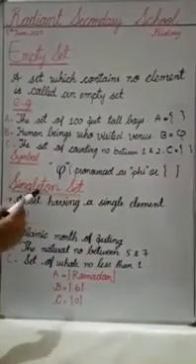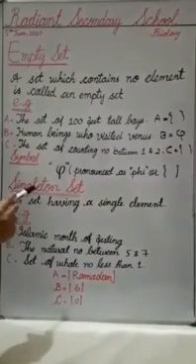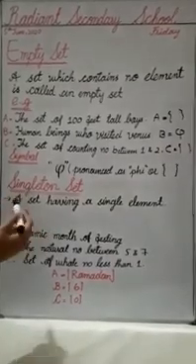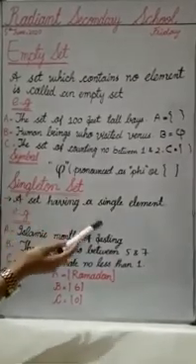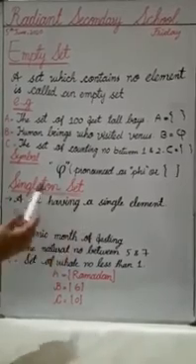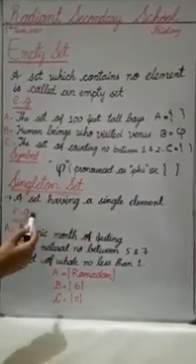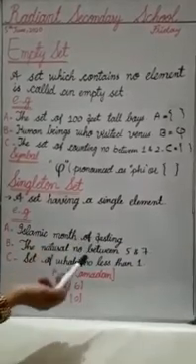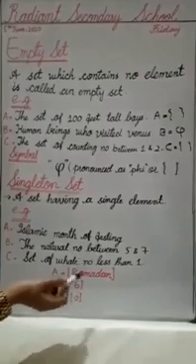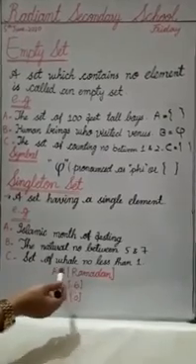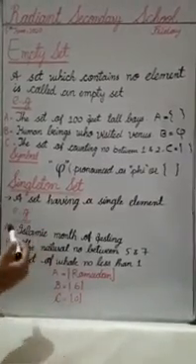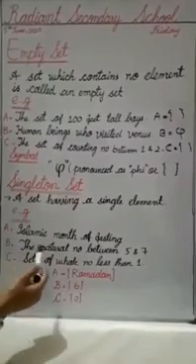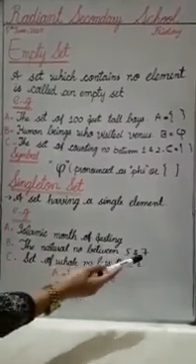Now, the next one is singleton set. As you can see from the word singleton, a single word is there. Single means one. A set having a single element, one element, is actually called a singleton set. For example, the Islamic month of fasting. Obviously, there is one month for Muslims in which they fast, that is Ramadan. Its answer is Ramadan.